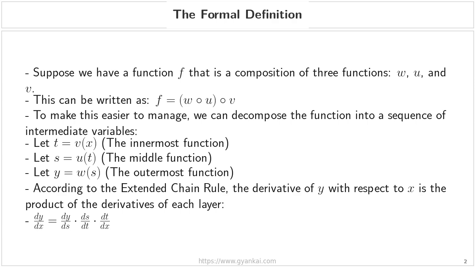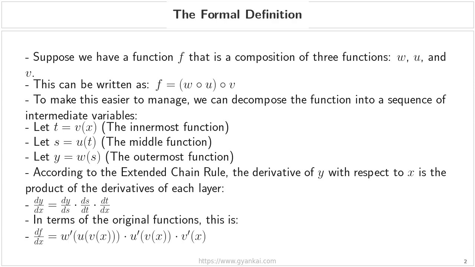This is expressed as the derivative of y with respect to x equals the derivative of y with respect to s, multiplied by the derivative of s with respect to t, multiplied by the derivative of t with respect to x. If we write this in terms of our original functions using prime notation, the derivative of f with respect to x equals w prime of u of v of x, multiplied by u prime of v of x, multiplied by v prime of x.